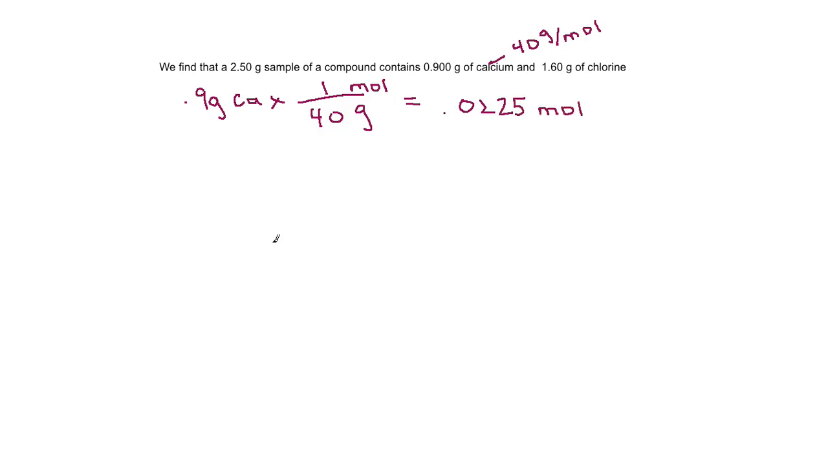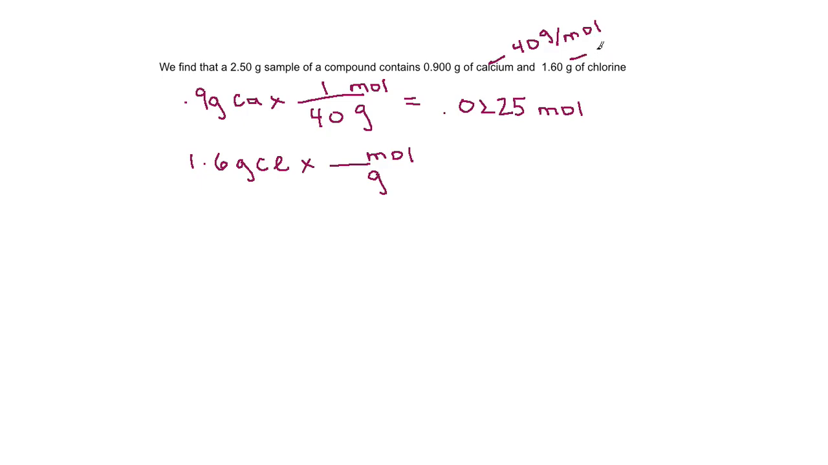Awesome. Now I'm going to do the exact same thing for chlorine. I have 1.6 grams of chlorine. I'm going to crisscross swoosh because I want to get rid of grams and go into moles, so grams on bottom, moles up top. Go to your periodic table, and what you'll find is the atomic mass of chlorine is about 35.45.